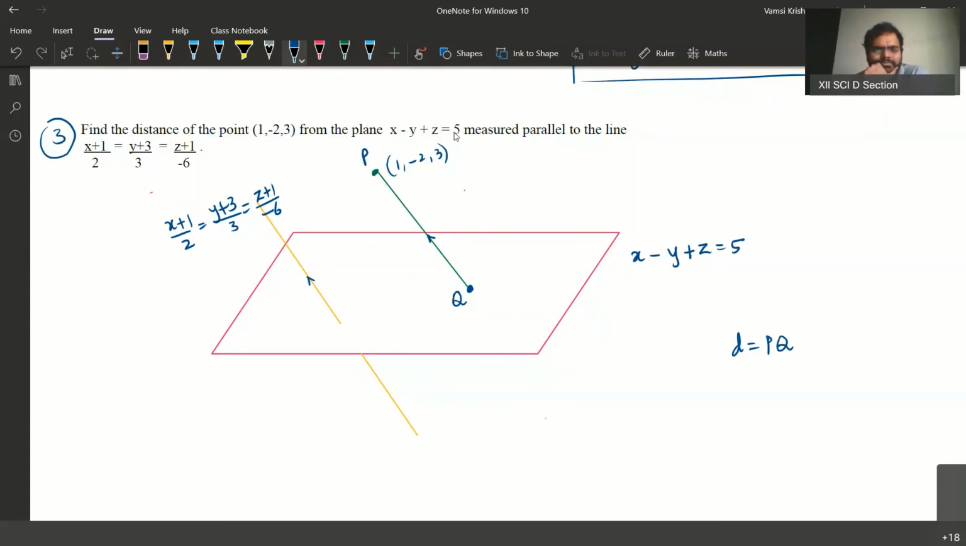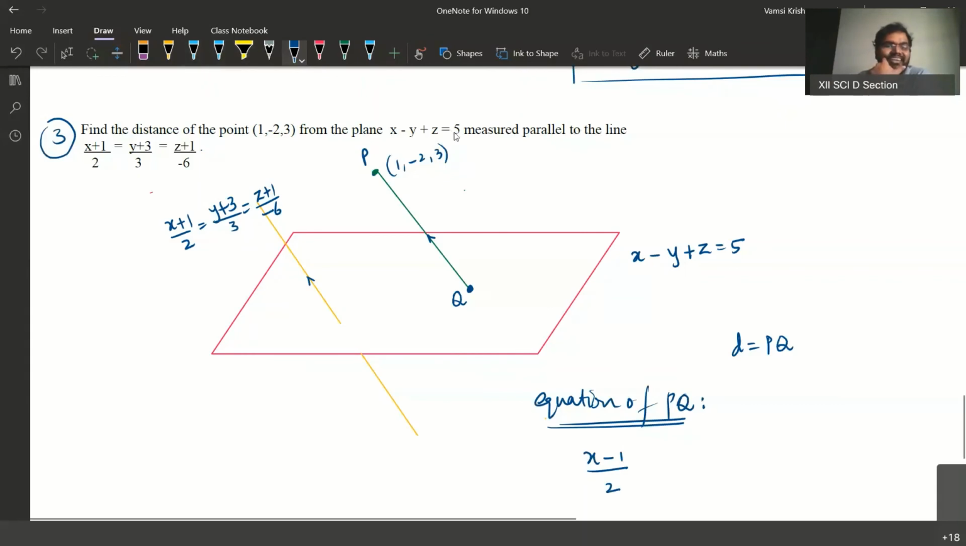Sir, we'll take a line that has the same direction ratios as the other line they've given and passing through point 1, minus 2, 3. So you get the equation of the line. You mean to say the line equation PQ, right? So you first write equation of PQ. So what is the equation of PQ? Since both are parallel to each other, I can directly write equation of line x minus 1 by 2.